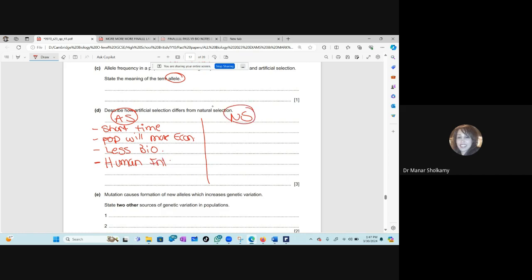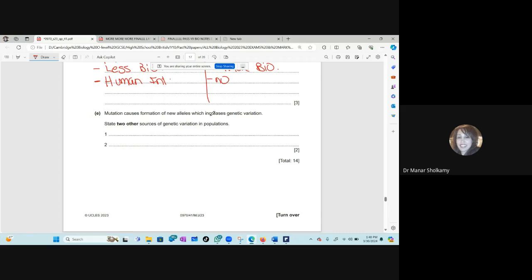In natural selection, it's exactly the opposite. There is no human interference. It takes a long time. It's nature here that will choose the most fit organism. It takes more time and results in slower change. It results in a population that is more adapted to survival. Yes, you are correct. More biodiverse. And here there is no human interference. Good. You answered this question very well.